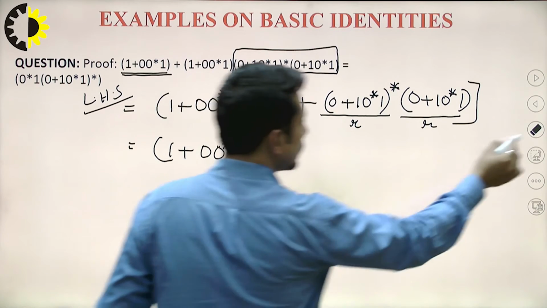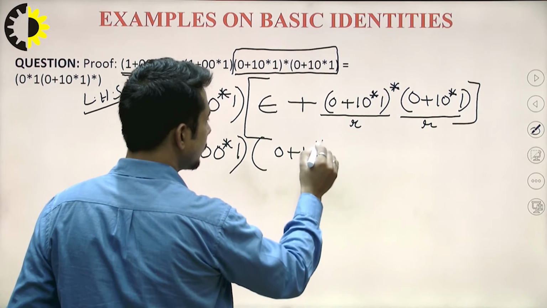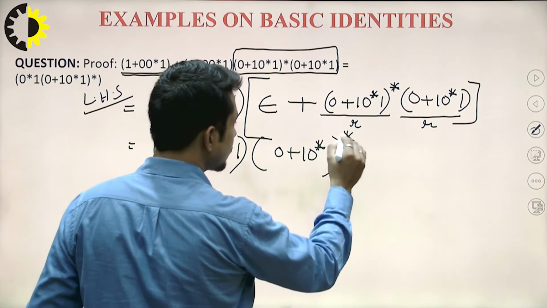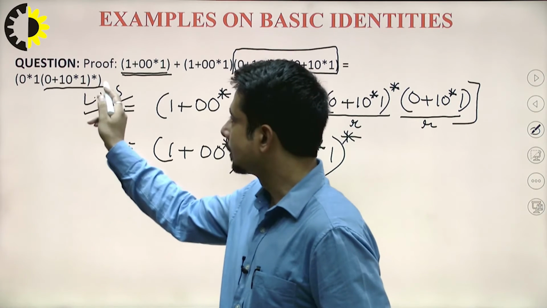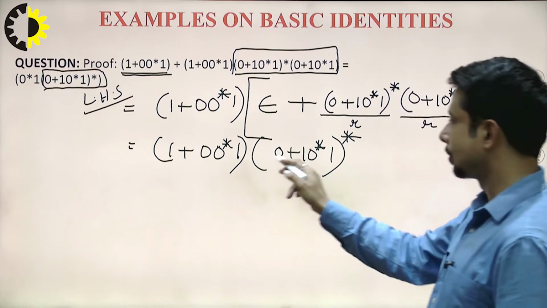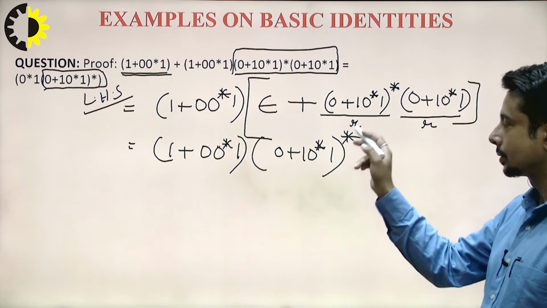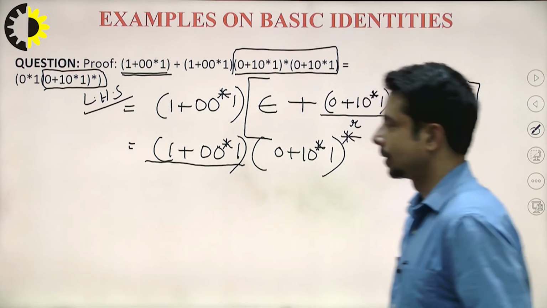What is the meaning of R over here? R is this one, (0 + 1 0* 1)*. Now let me go back to this. I have got this part: (0 + 1 0* 1)*. So I need to just manipulate this particular expression. How do we do that?